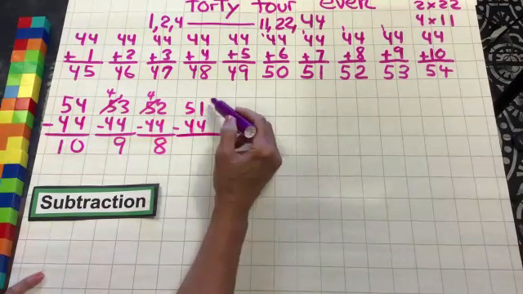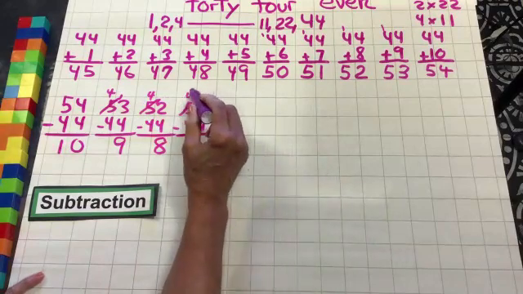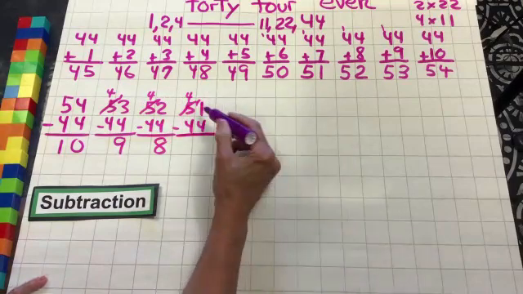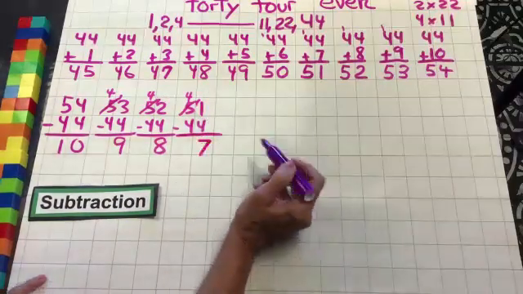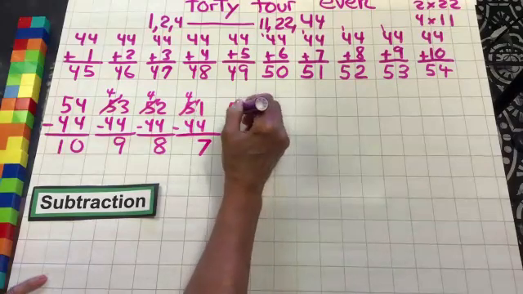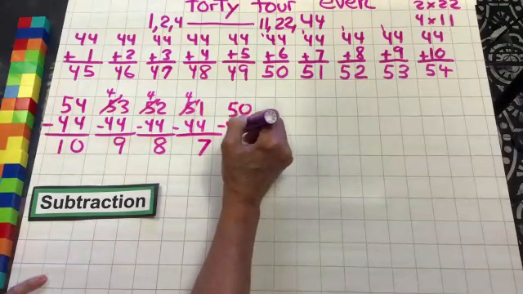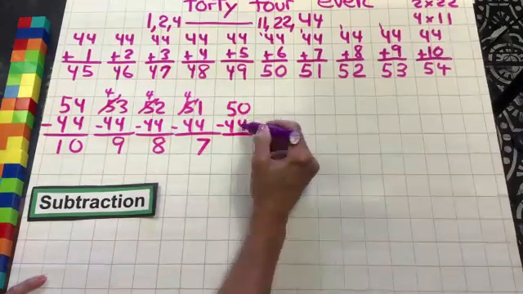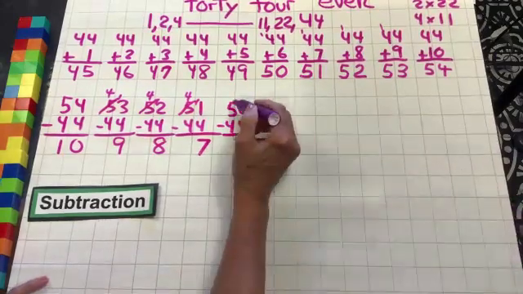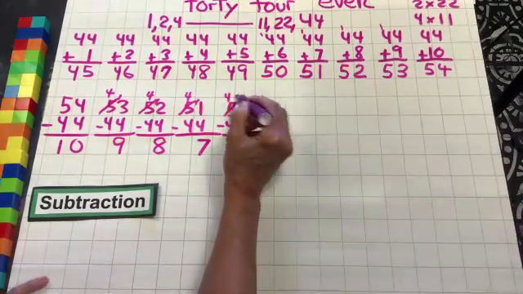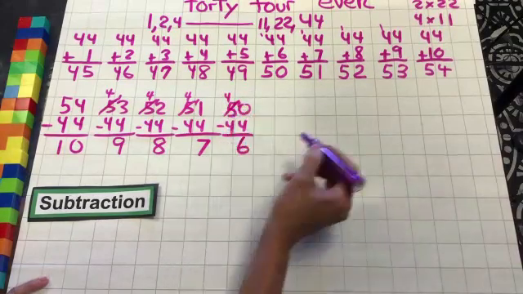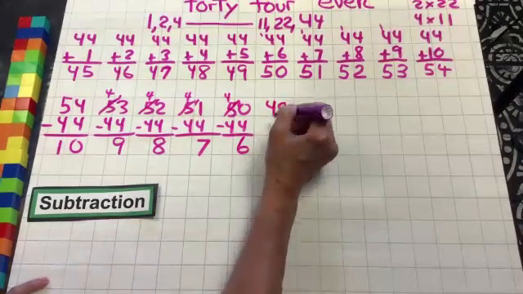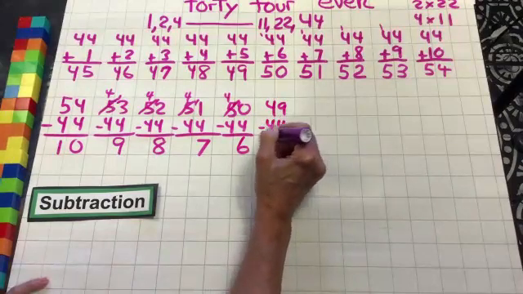51 minus 44. 4 from 1, cannot do. Borrow from the 5, leaving 4, making that 11. 11 minus 4 is 7. 4 minus 4, nothing. 50 minus 44. 4 from 0, we cannot do. Borrow from the 5, leaving 4, making that 10 minus 4 is 6. 4 minus 4, nothing. 49 minus 44.